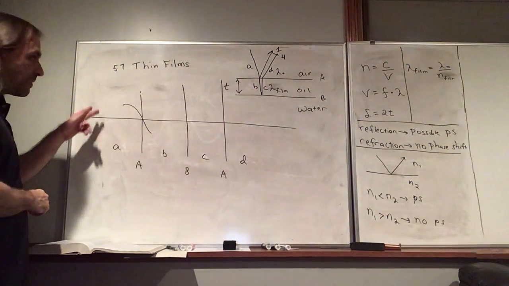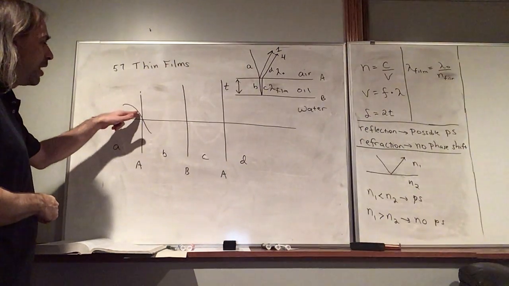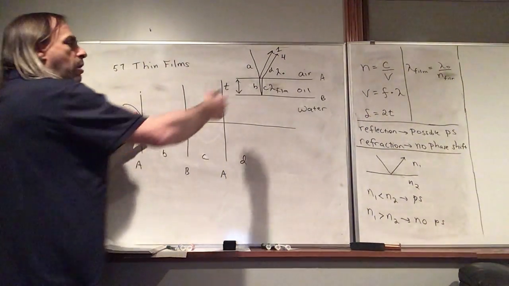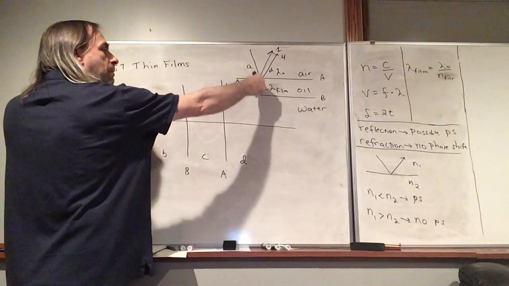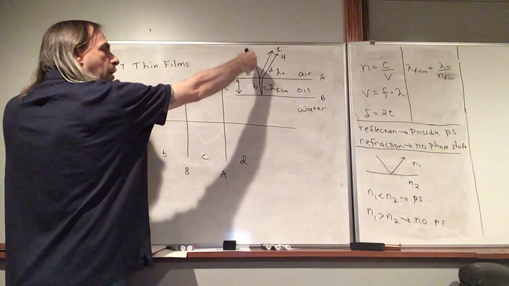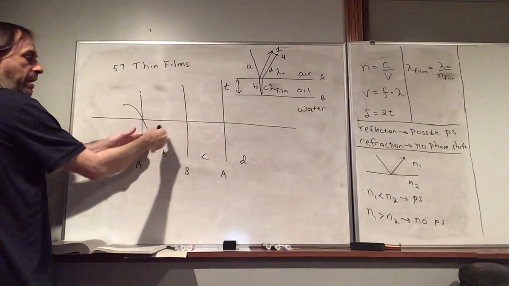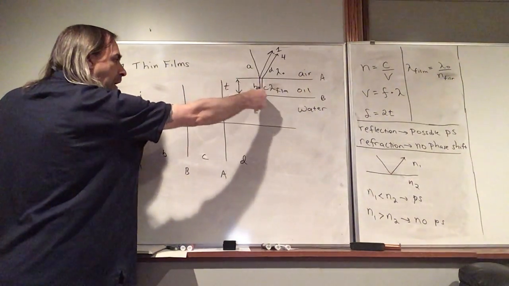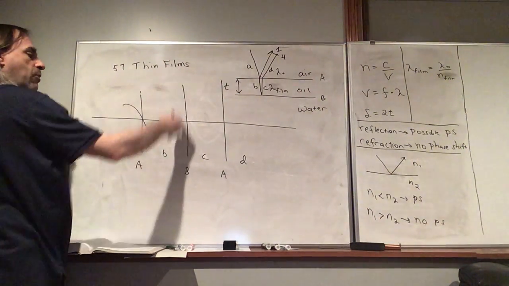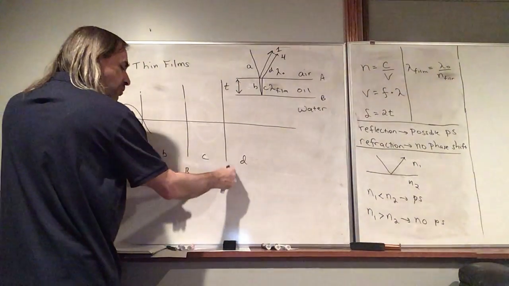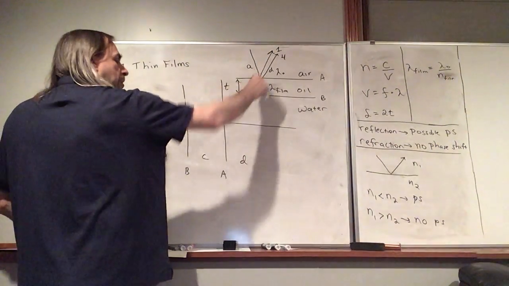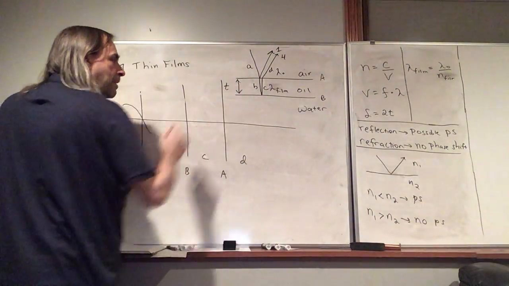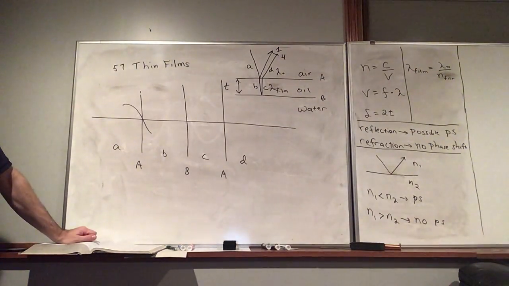So again, a is this incoming wave. And the part we're following enters the film, where b is between surfaces, capital A and B, here. And then it's going to bounce off surface B and head back towards surface A. That's part c. And then it's going to come out into the air. So that would be d.